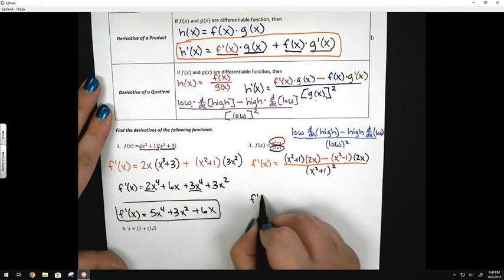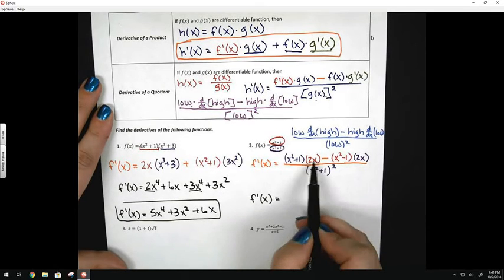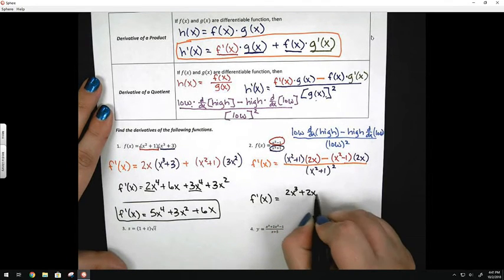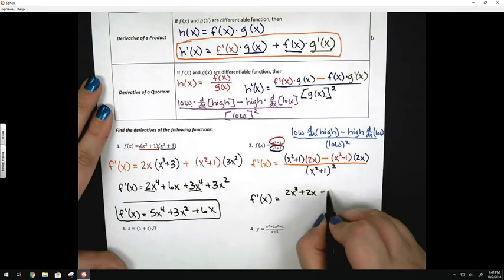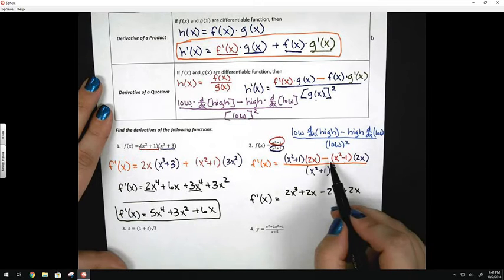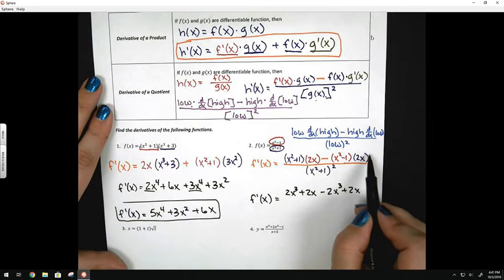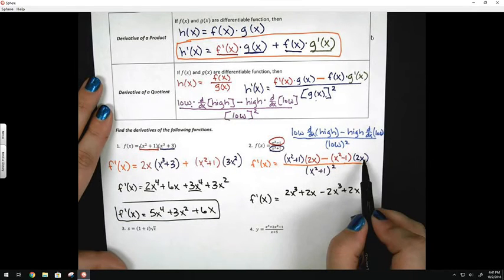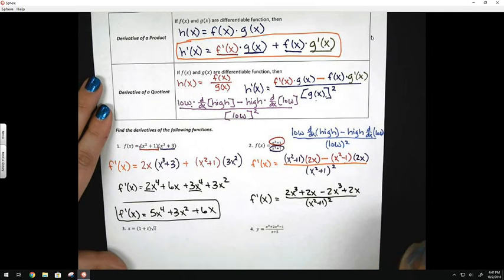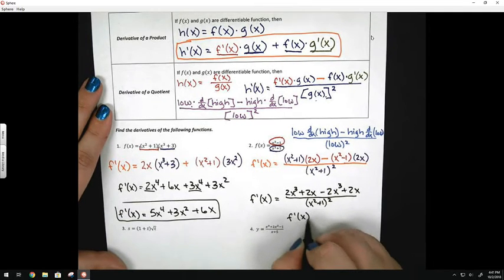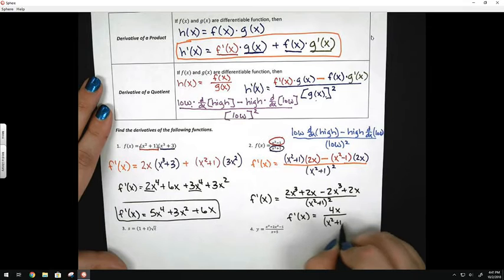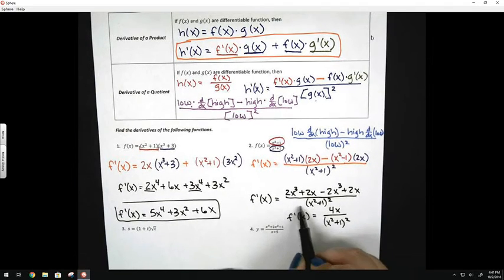So f prime of x, we can simplify this on the top to be 2x to the third plus 2x. And here we would have minus 2x to the third plus 2x. Be careful with your negative. All right, this is a minus, and I'm really distributing this 2x. So I kind of distributed a negative 2x all over x squared plus 1 squared. So f prime of x is really just going to be 4x over x squared plus 1 squared. And that's my final answer for that one.